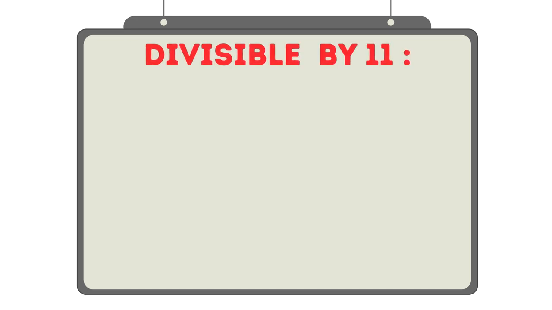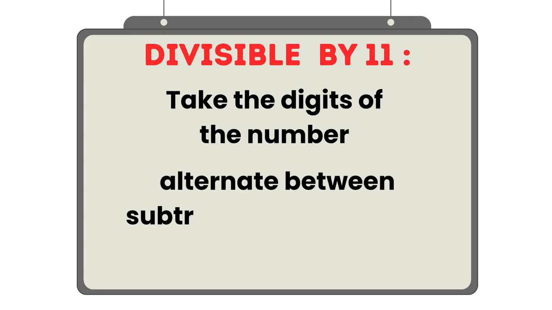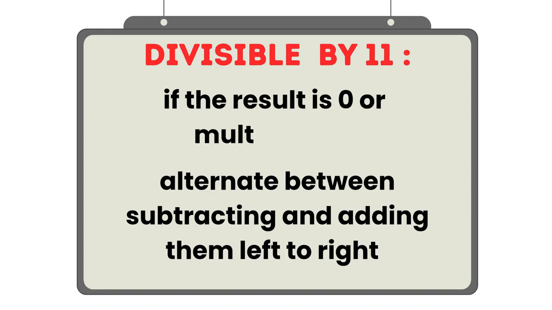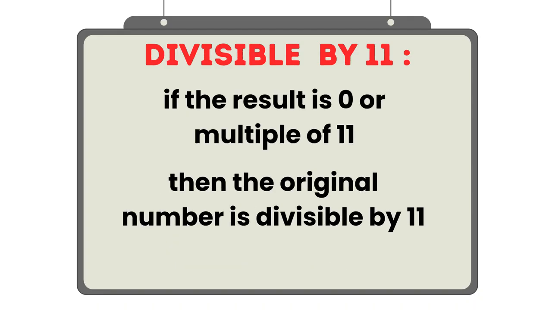Finally, check divisibility by 11. To test this, take the digits of the number and alternate between subtracting and adding them from left to right. If the final result is 0 or a multiple of 11, then the original number is divisible by 11.